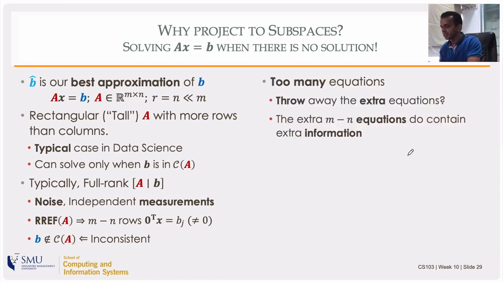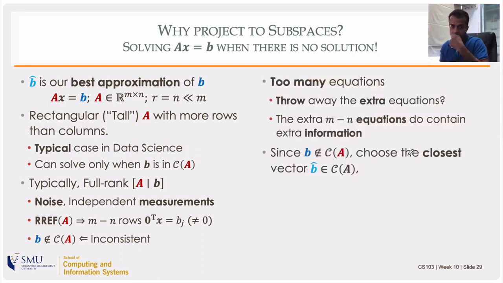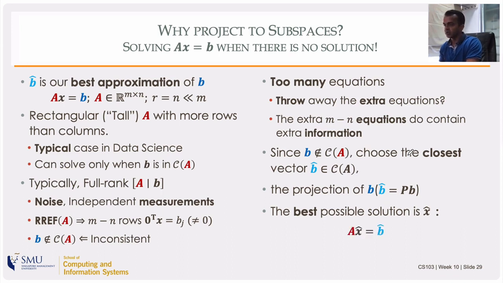And in that case, since these equations do contain information and B is not a member of the column space, if we can project onto the column space, if we can find B hat, which is in the column space, that will be the vector that is closest to your constants vector in the column space. And that equation you will be able to solve. So if you say the best possible approximation to the solution is x hat, then that will be A x hat equal to b hat, where b hat is guaranteed to be in the column space because you're projecting onto the column space. So this is the basic idea behind why you want to project it.